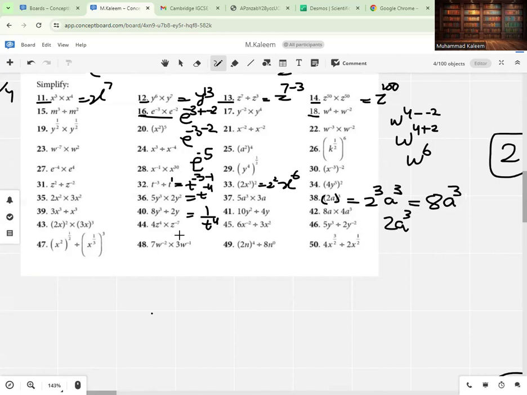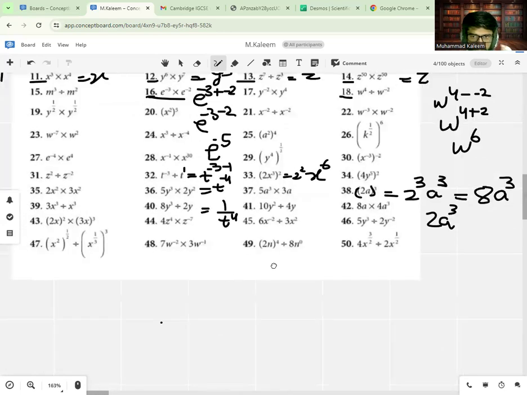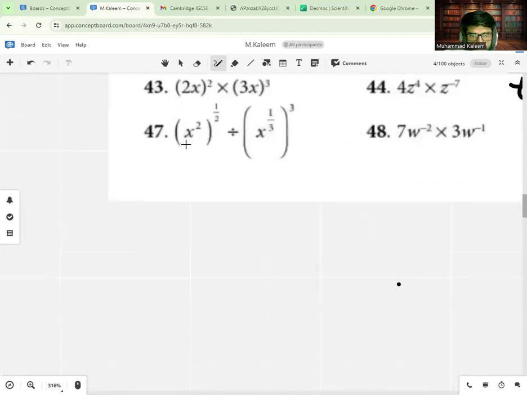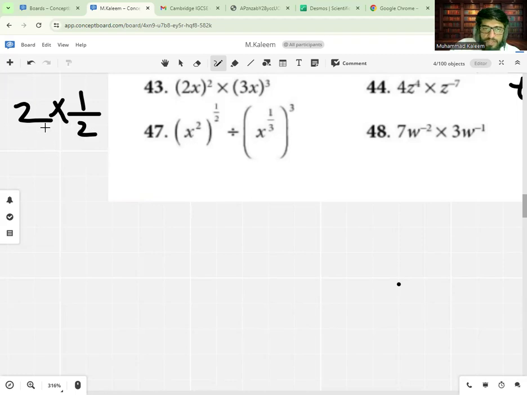Okay, we will also do the harder questions related to this topic. Here you can see next we have a little bit harder question. Let's start from question number 47. In 47, firstly we have to apply the double index rule. That is, we just have to multiply these indices because here we have brackets between them. So if we multiply 2 with 1 over 2, what will be the answer? Here we have to apply the fractions multiplication rule. That is, numerator will be multiplied with numerator, denominator with denominator.